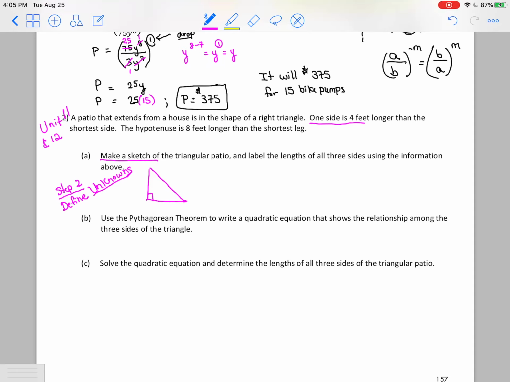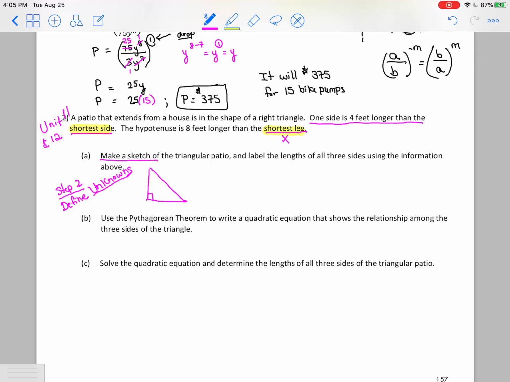Let's take a look at some of this information here. We have one side is 4 feet longer than the shortest side. Okay, so for right now, we don't know anything about the shortest side. Right now, the shortest side is what I don't know anything about because I do know something about this one side that it's talking about. And then it says the hypotenuse is 8 feet longer than the shortest side. Once again, I know nothing about the shortest side. So this is going to be where I'm going to start.